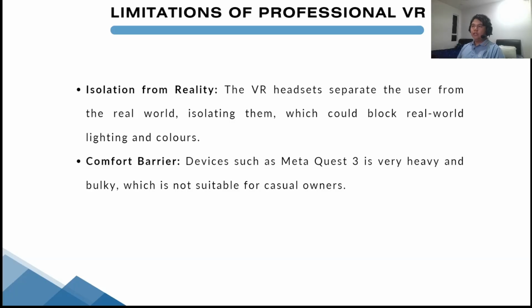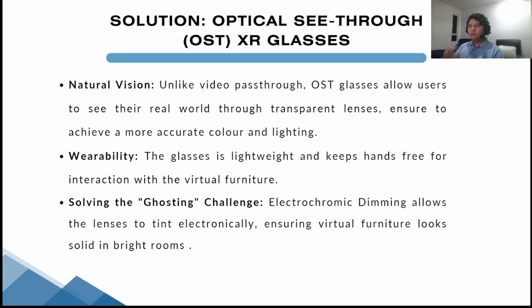And next, we will discuss the limitation of professional VR. Firstly, the user is isolated from reality. A VR headset, such as the Meta Quest 3, separates the user from the real world, isolating them, which could block real world lighting and color. And secondly, the comfort barrier. Devices such as the Meta Quest 3 are very heavy and bulky, which is not suitable for casual owners. And speaking from my own experience, when I tried out the Meta Quest 3 for the very first time, it was very disorienting and straining on my eyes.